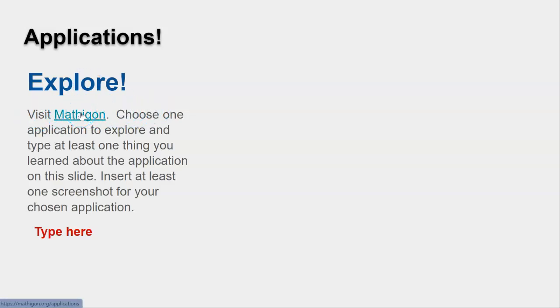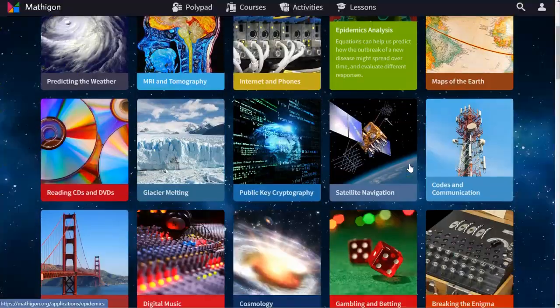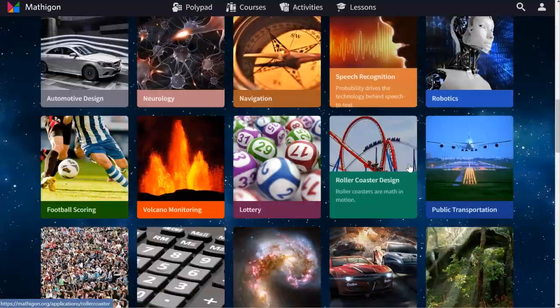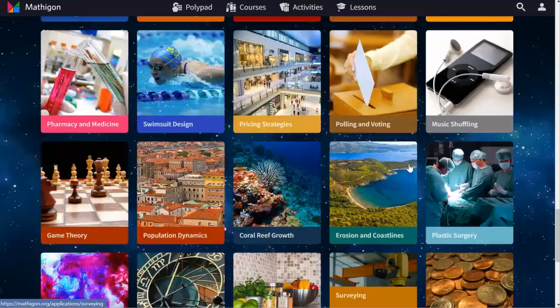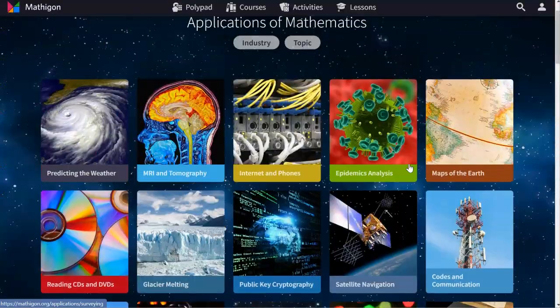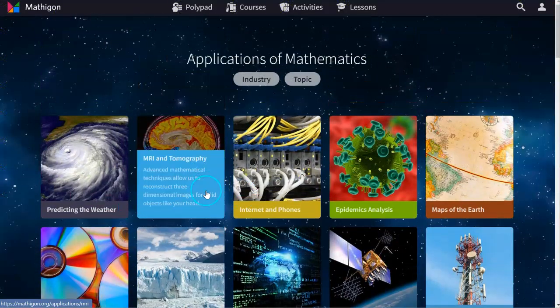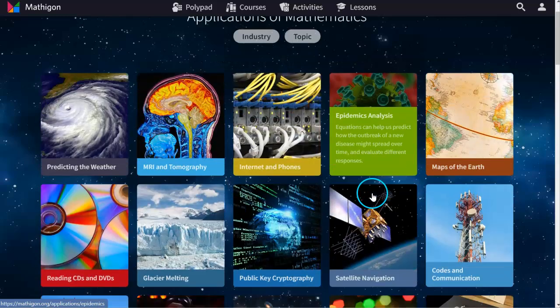But in this case, this should be fun because they're going to do an exploration, and all they have to do is click on this link, and it's going to take them out to Mathigon, and look at all these. So what I want them to do is pick one, and there's so many to pick from. And they can read through several before they pick one. But they're going to pick one of these, and they're going to open it up.